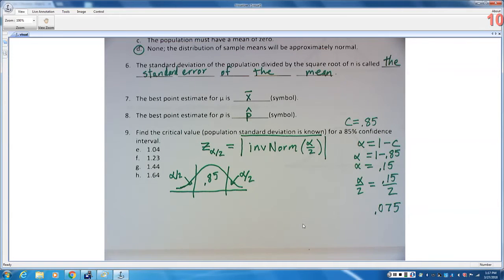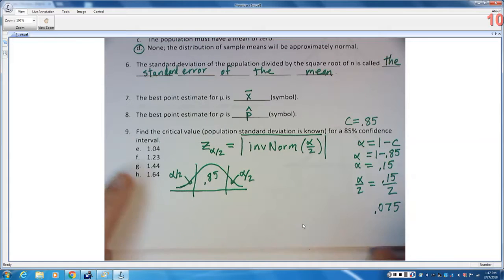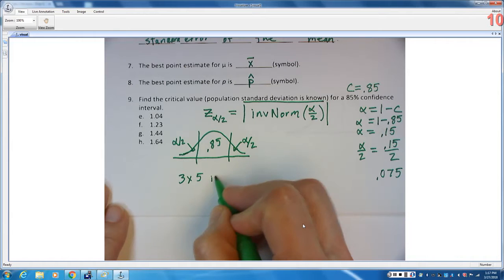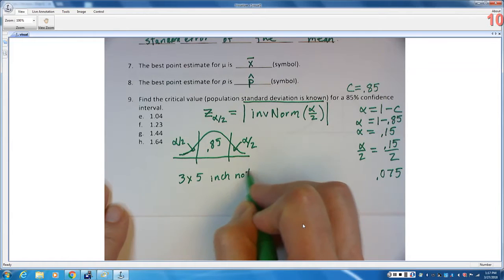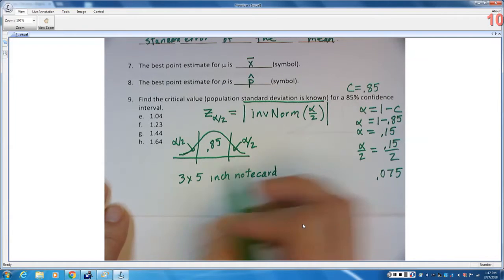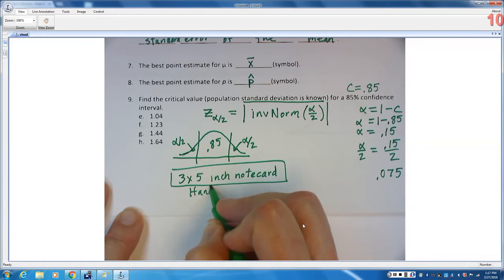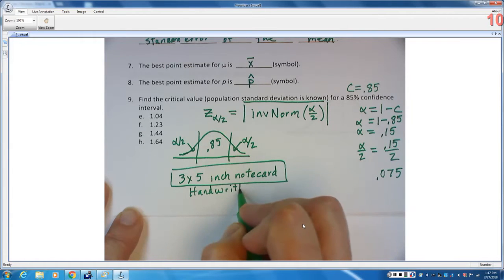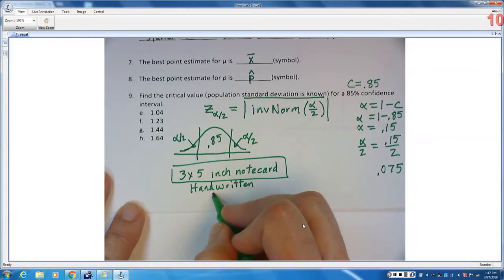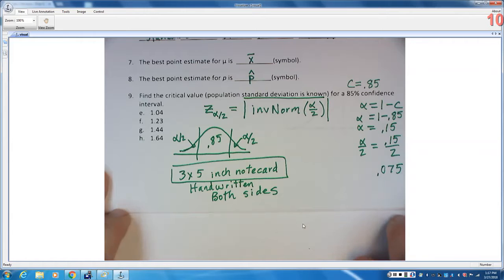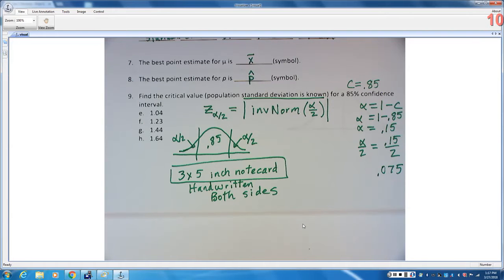So you probably want to write this formula on your note card. So you can have a 3x5 inch note card, handwritten, both sides. You can write on both sides. And no restrictions on what you put on your note card. You can put symbols, whatever you want. I'm not going to look at it.